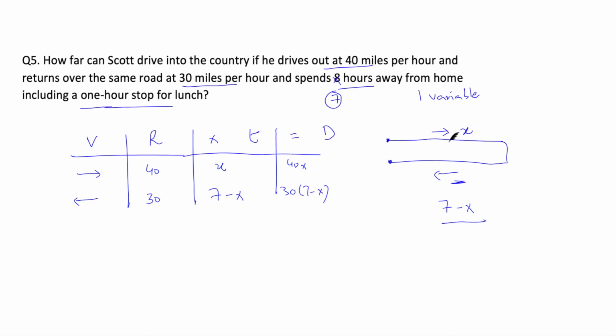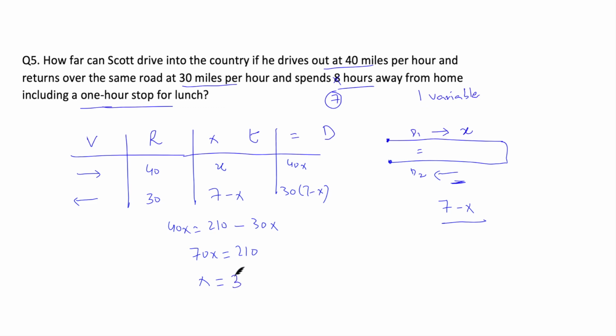Now you know the distances are equal. d1 equals d2. 40x equals 30 into 7 is 210 minus 30x. So 40 plus 30x is 70x equals 210, x equals 3. But we are not done yet.